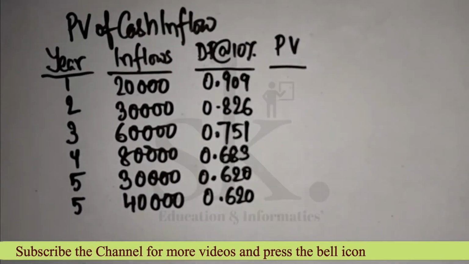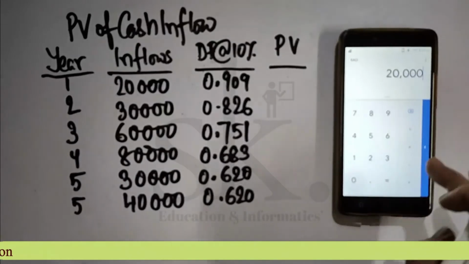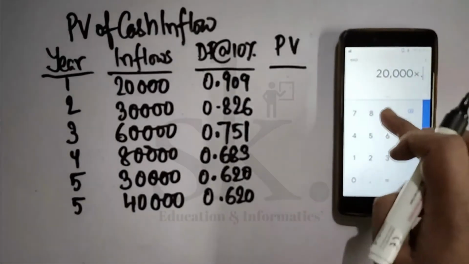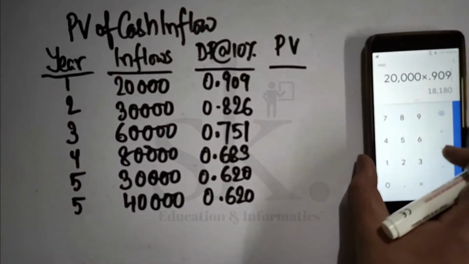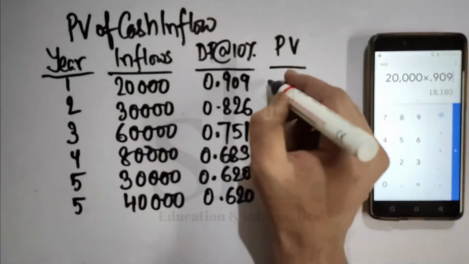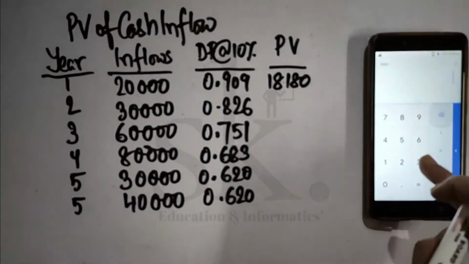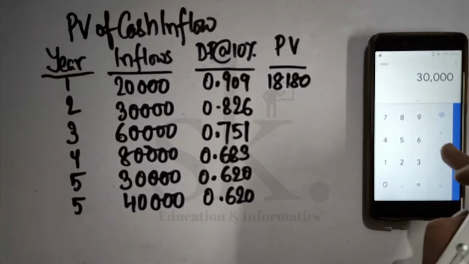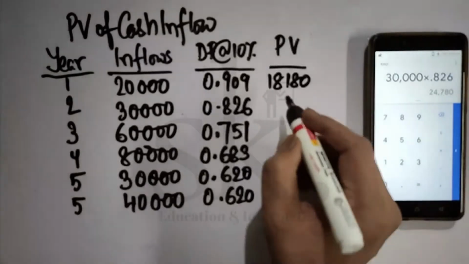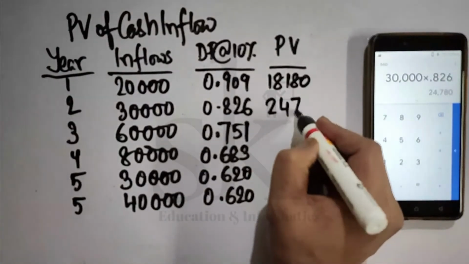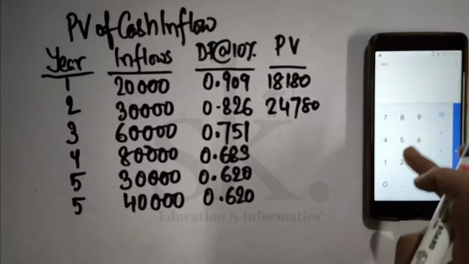So if we multiply, let's use a calculator to multiply this. 20,000 multiplied by 0.909 gives me 18,180. So it's 18,180. For the second year, it's 30,000 inflow of money into 0.826. It's coming 24,780. For the third year, inflow is 60,000.